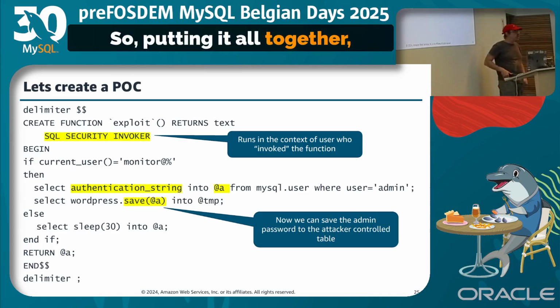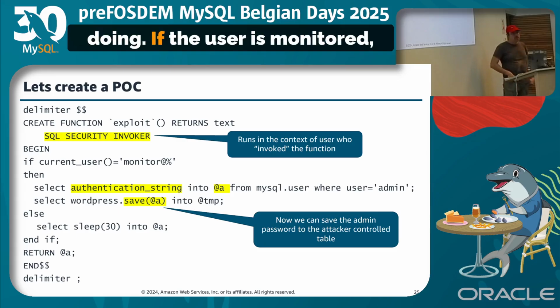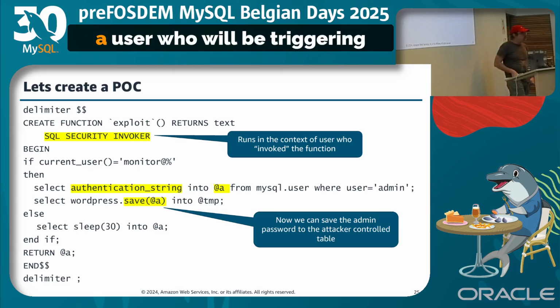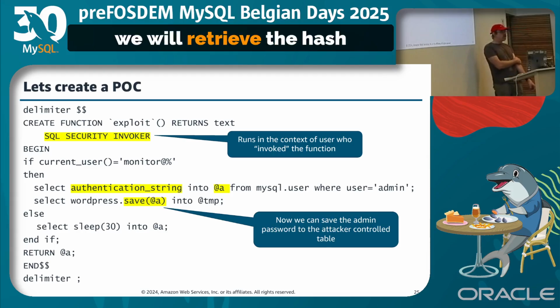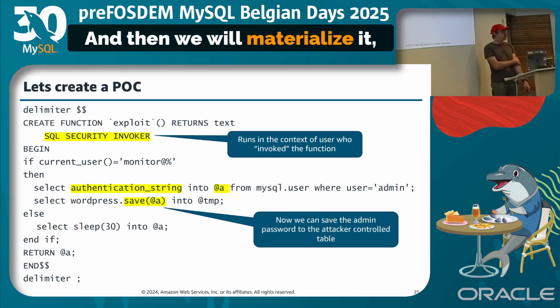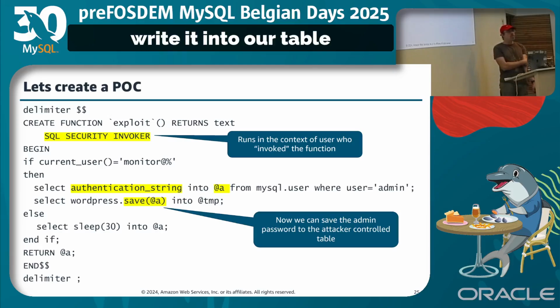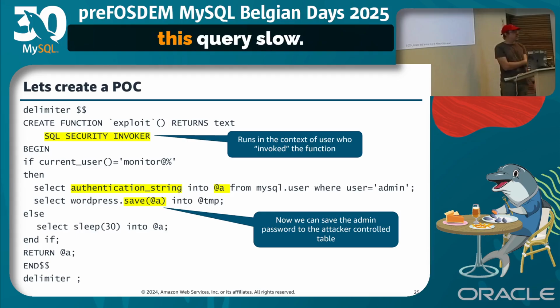So putting it all together, here are the two things that we are doing. If the user triggering that code is the monitoring user, we will retrieve the hash of the password, put it in a variable, and then pass it to the save function, and then we will materialize it, writing it into our table that we control. Otherwise, we'll just make this query slow.